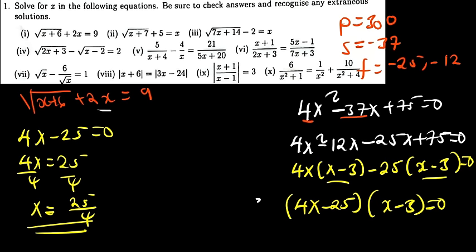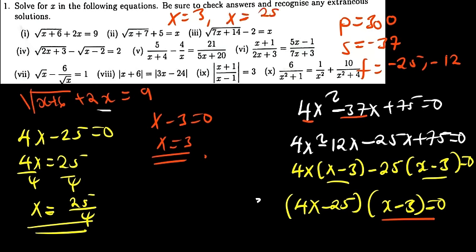I'll go to the next one now. It will be x minus 3 is equal to 0. x is equal to 3. Now, these are my solutions. Okay? So my solutions are x is equal to 3 and x is equal to 25 over 4.